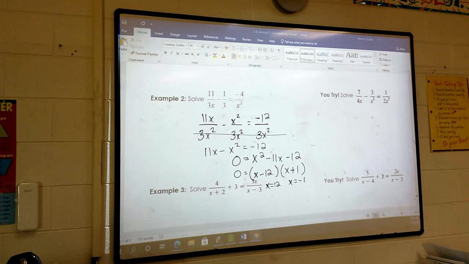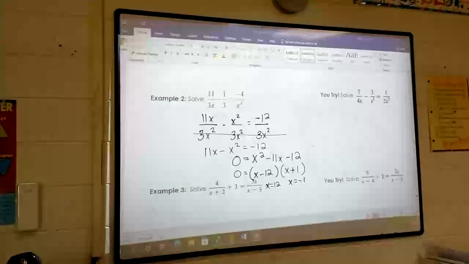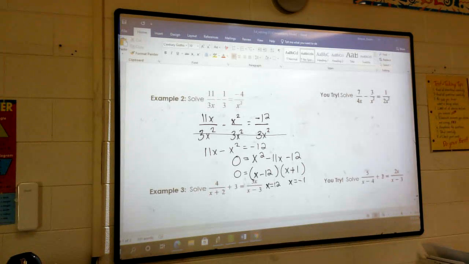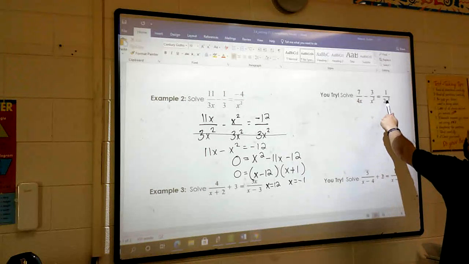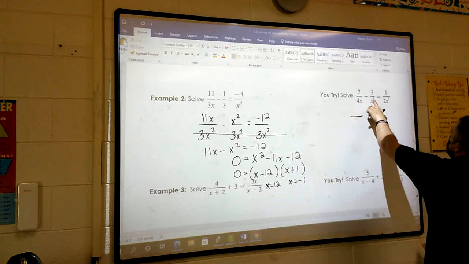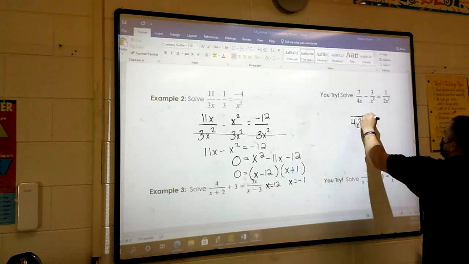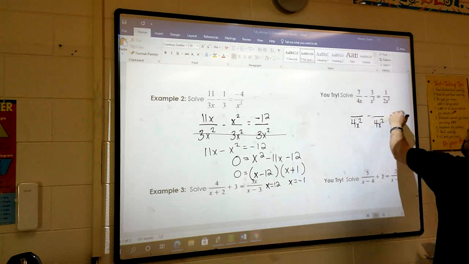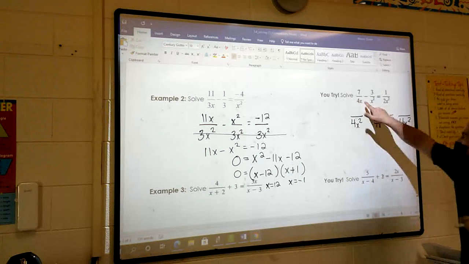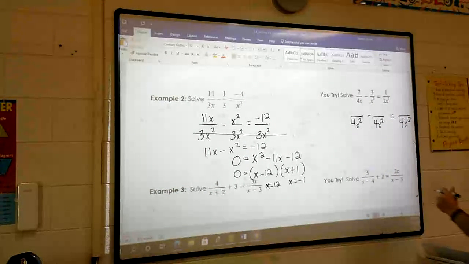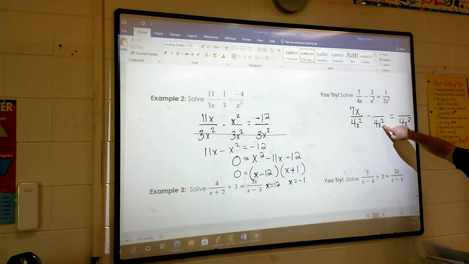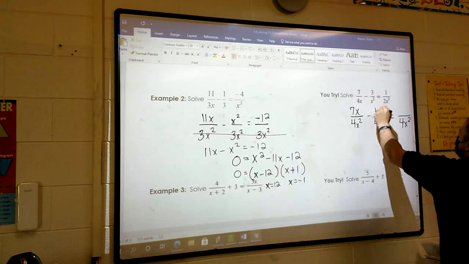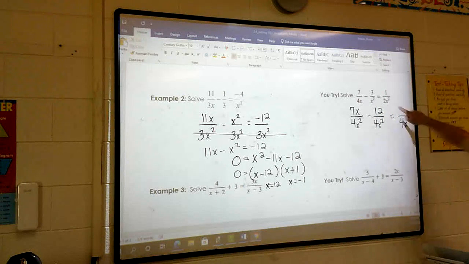All right. So now let's look at the one to try over here. It doesn't look like we're going to get to an x squared. So we have 4 and 2. Both 4 and 2 will go to 4. And then we have an x squared. So 4x squared is going to be our common denominator. So the first one has 4x. So it's just missing an x to get to 4x squared. So 7x. The second one already has an x squared. It's just missing a 4. So we multiply by 4, we get 12. The third one has 2x squared. We need to get to 4x squared, so we multiply by 2.